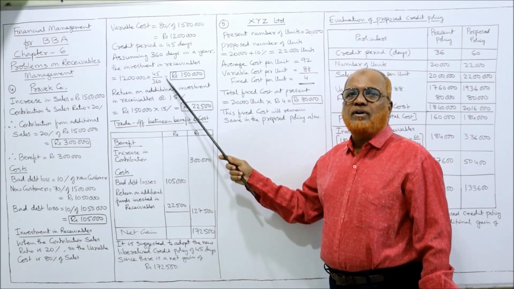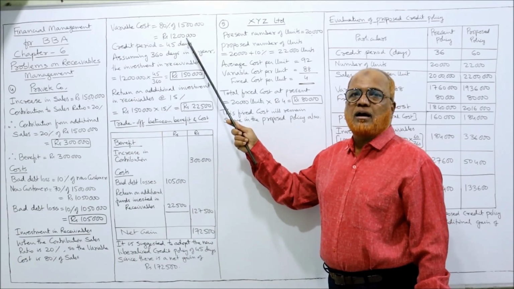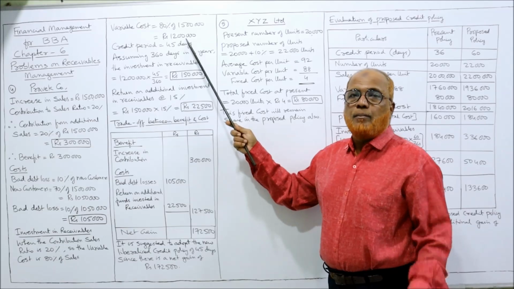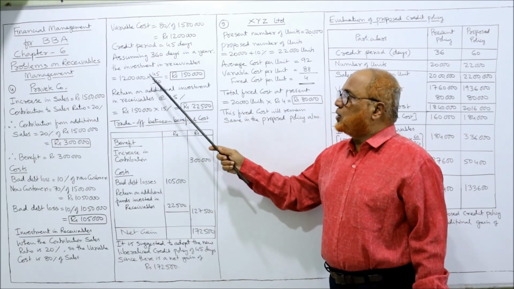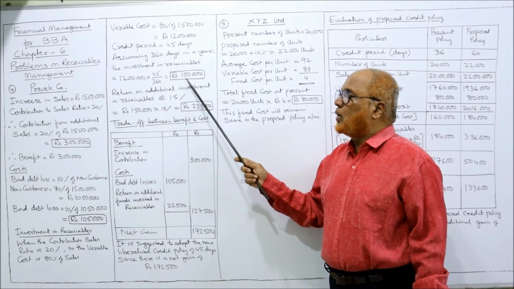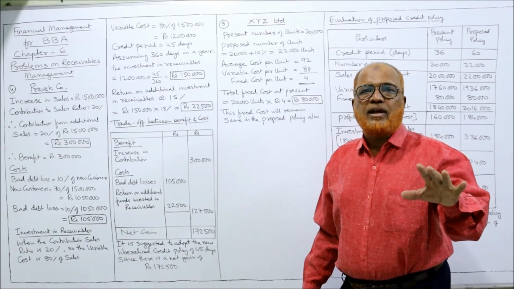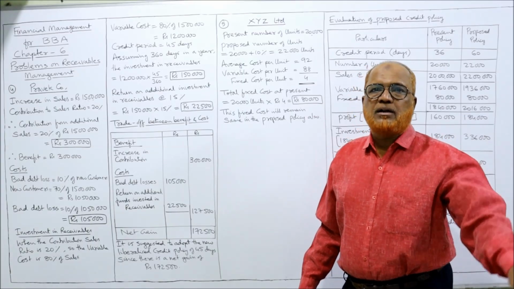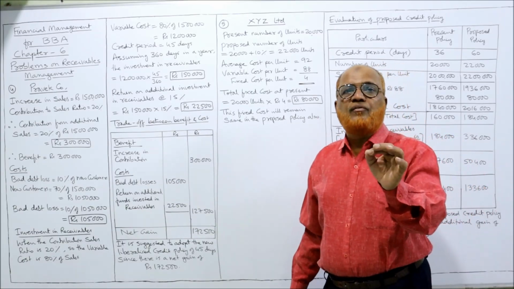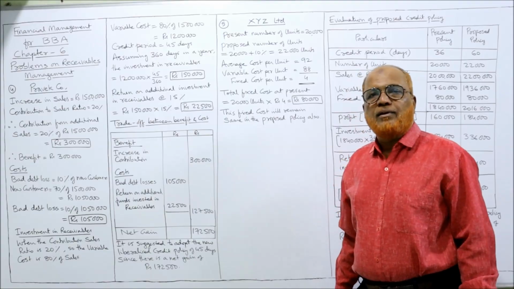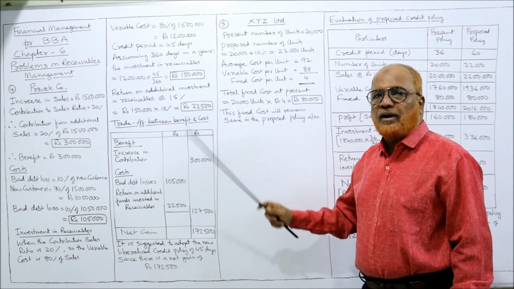So we want it for 45 days. For 360 days, our investment is 12 lakh, but we want only for 45 days. Credit period allowed is 45 days. So 12 lakh into 45 by 360, 1 lakh 50,000. 1 lakh 50,000 on an average is the investment in receivables, right? Now the return on investment in receivables is 15%. So calculate 15% of 1 lakh 50,000. It comes to 22,500.